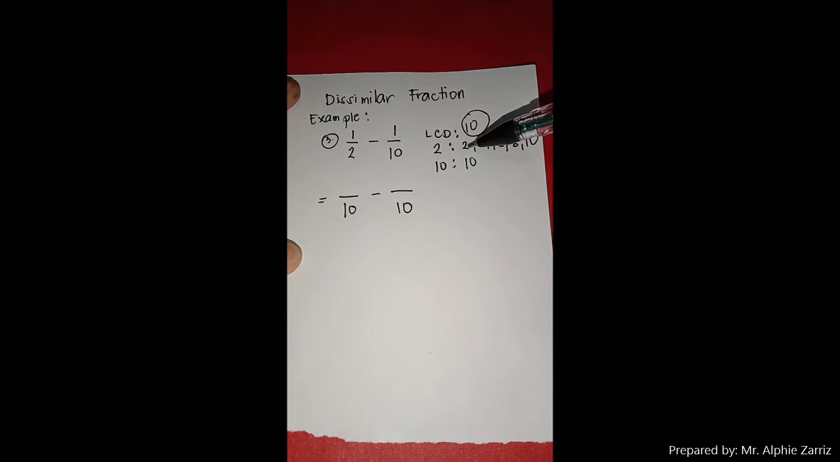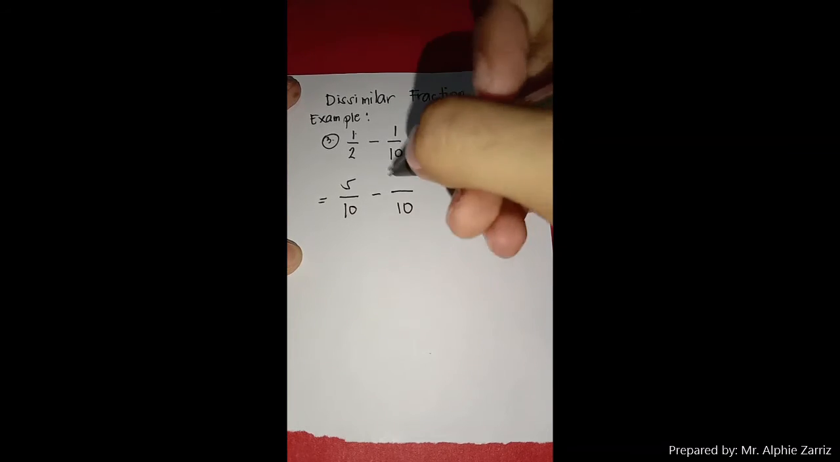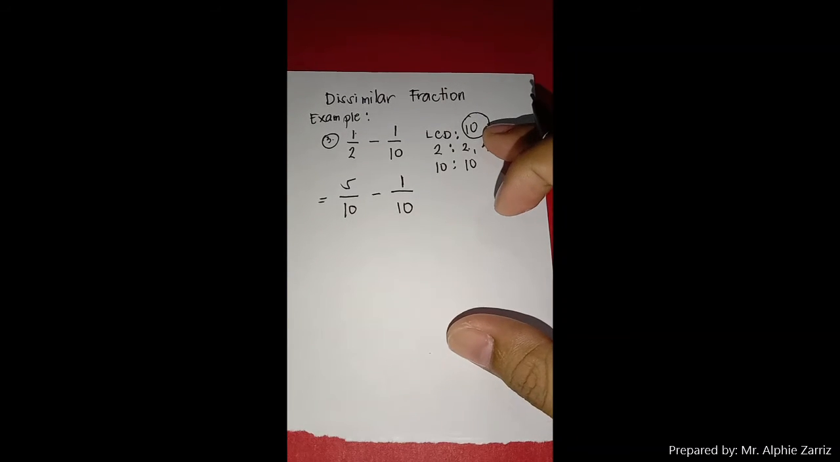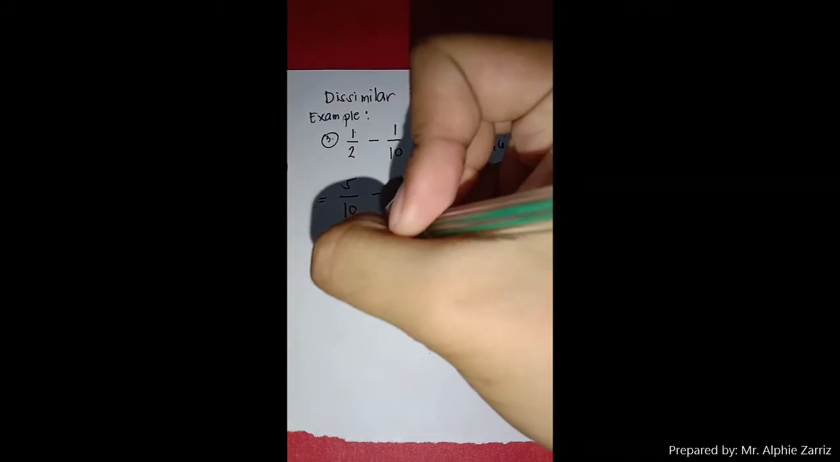For 2, we have 1, 2, 3, 4, 5. So 5 times 1, we have 5. Then for 10, we only got one, so 1 times 1, we have 1. Now, the next step is we will apply the subtraction. So 5 minus 1, we have 4.